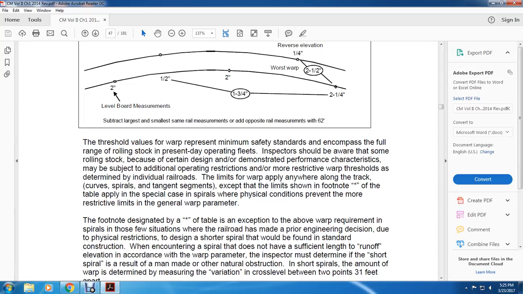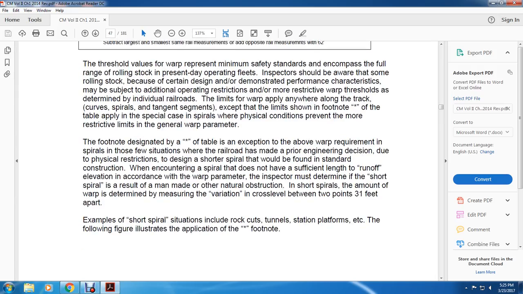Example, the limits shown in the footnote over the table will apply with the special case spirals in which the physical condition prevents more restrictive limits for the general warping parameter. The footnote designated by the A asterisk of the table explains the requirement in the spiral situation where the railroad has made prior engineering decisions due to physical restriction designed to shorten the spiral that would be found in a standard construction.